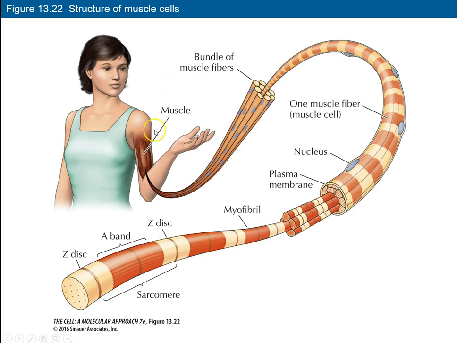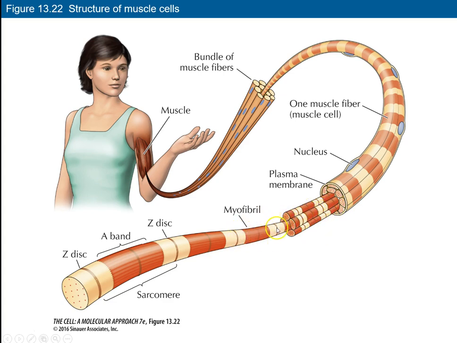Okay? So this is showing you this. Here's your muscle. Here's your bundle of individual muscle fibers or muscle cells. And you can see that muscle cells are multinucleated. Okay? And you can see that their nuclei are pushed to the edge, right? Because basically the whole cytoplasm of the muscle fiber is composed of these myofibrils, right?